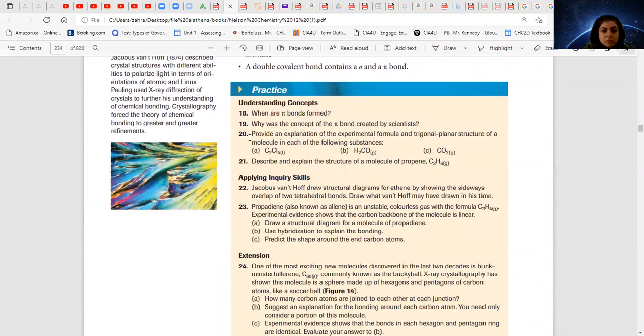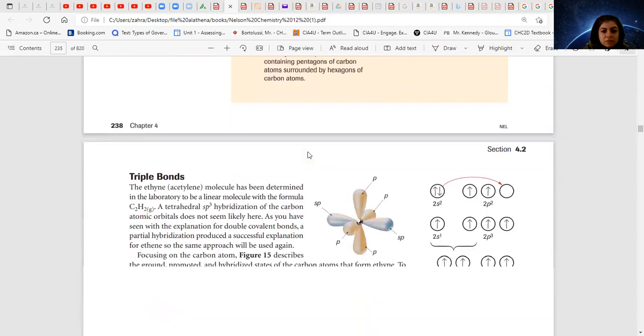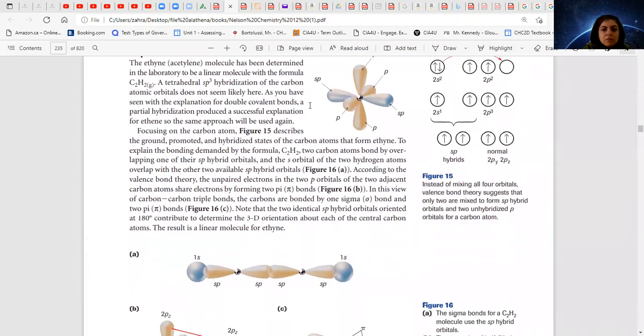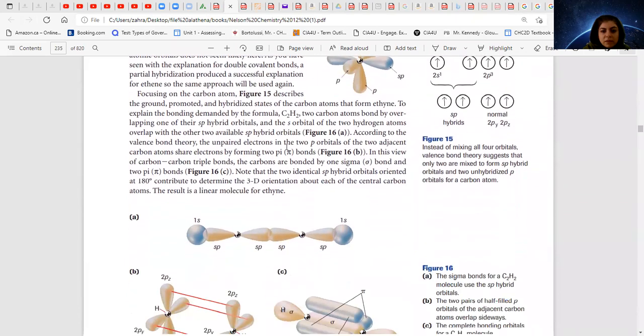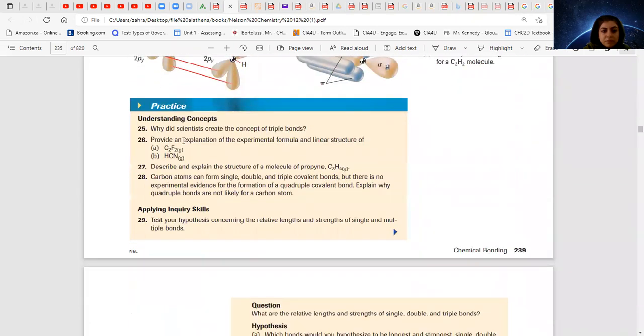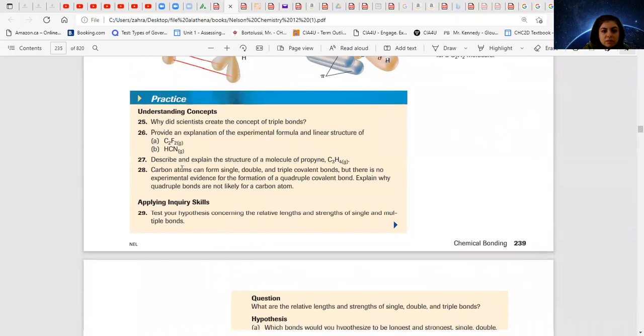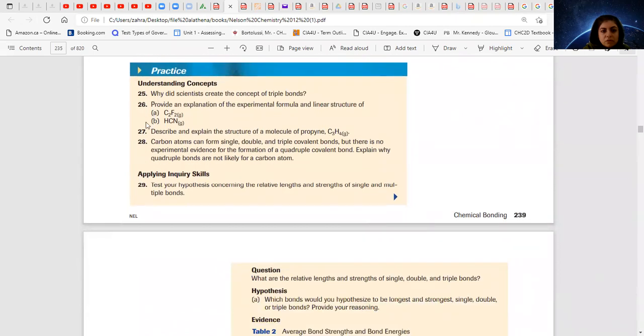So we can do number 20 here. Okay, so for the triple bond, I did explain that here, but you can look at these pictures and do number 26. Oh, not 20, 27.